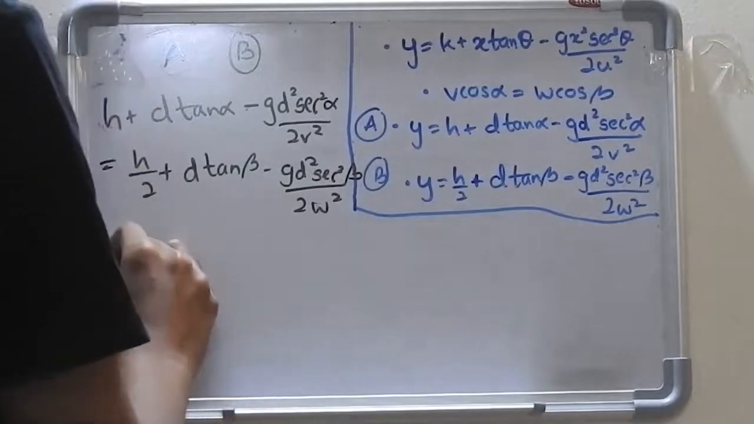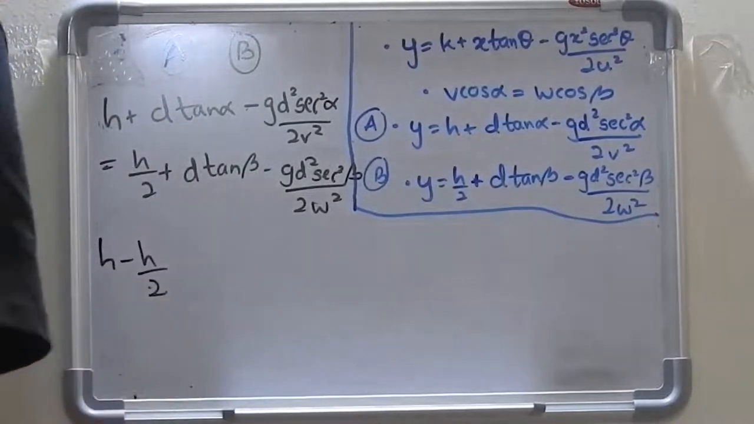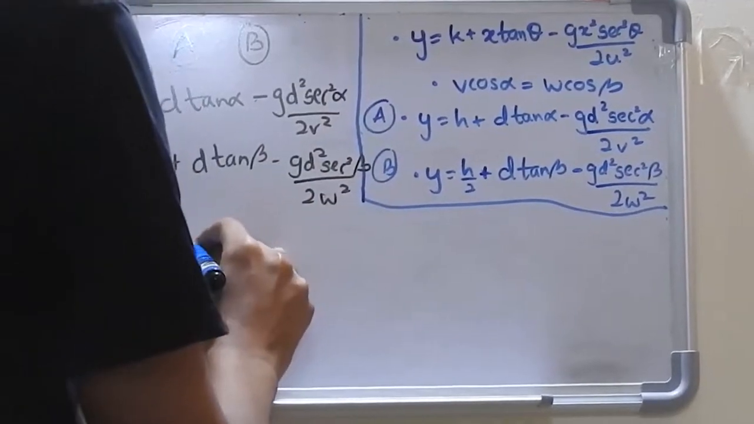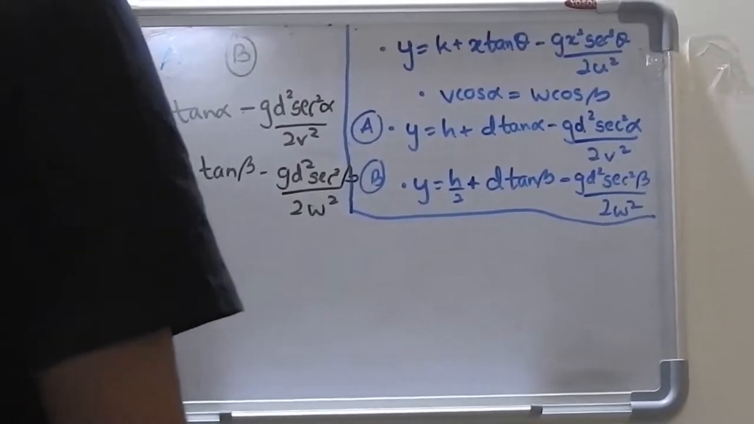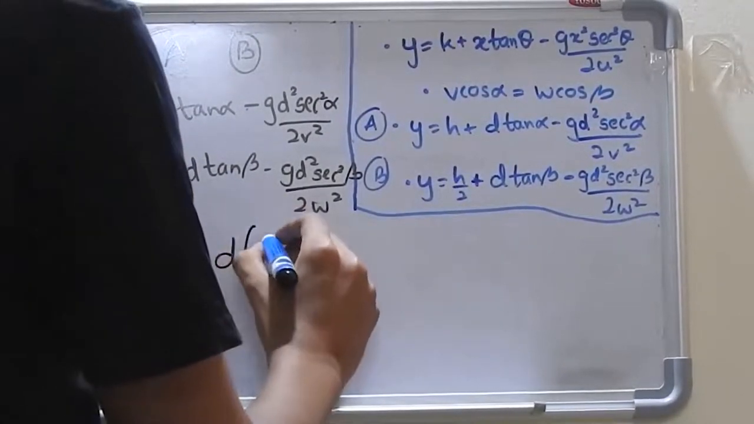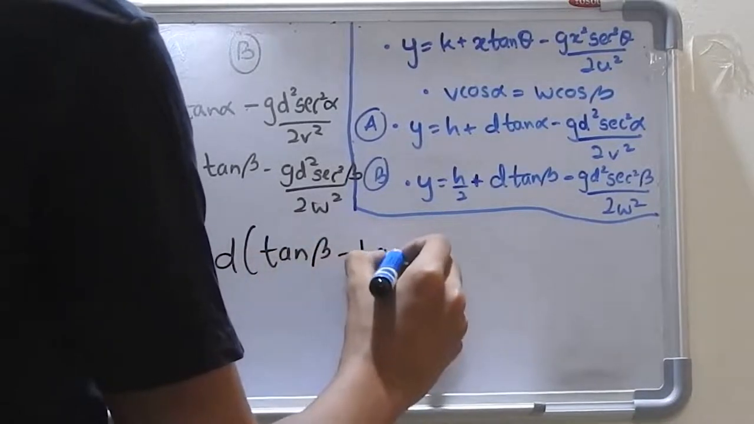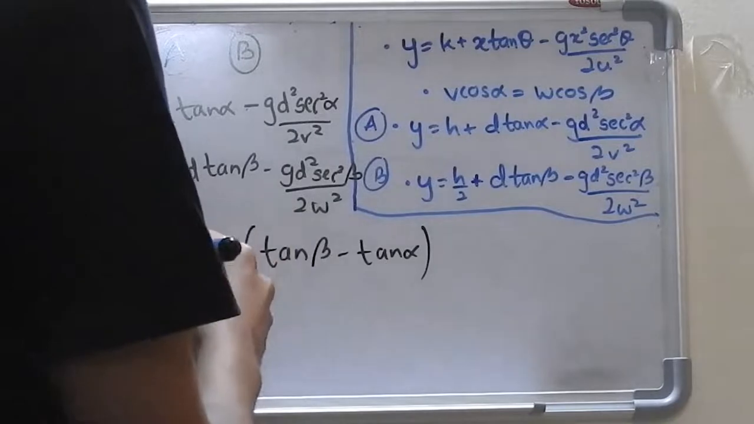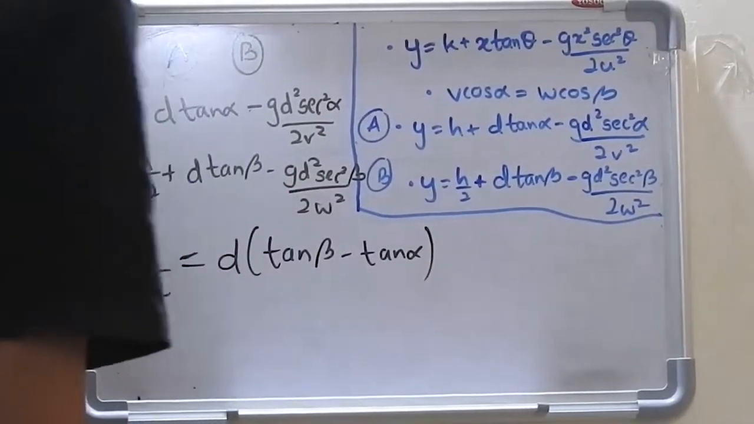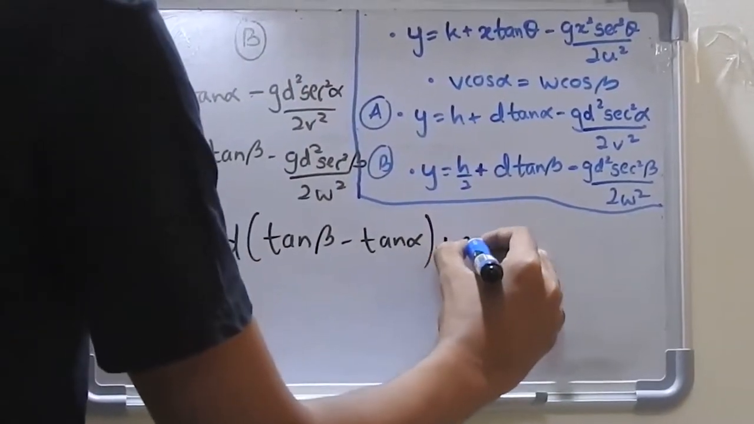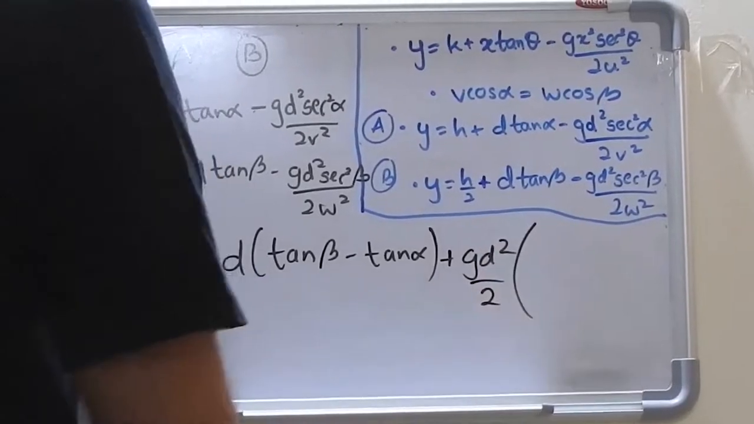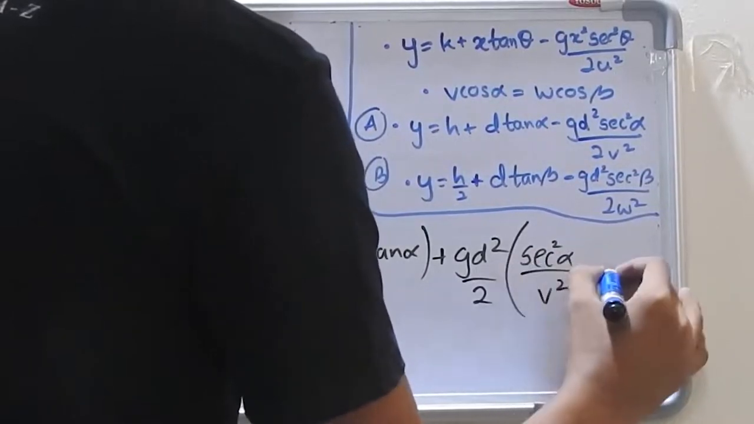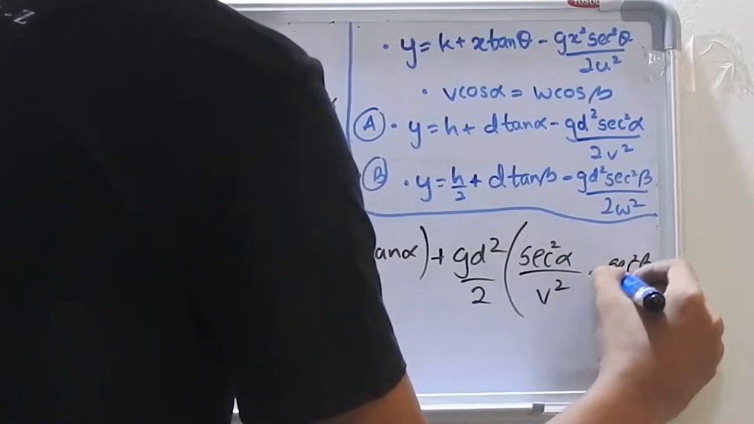So we can take h over 2 to the left hand side, so it will be h minus h over 2. And we can take d tan alpha minus g d squared sec squared alpha over 2v squared to the right hand side. We can say d within brackets tan beta minus tan alpha, because d tan alpha when you take to the right hand side will be minus d tan alpha. So when you take d as the common term out, d within brackets tan beta minus tan alpha, plus g d squared over 2 within brackets sec squared alpha over v squared minus sec squared beta over w squared.